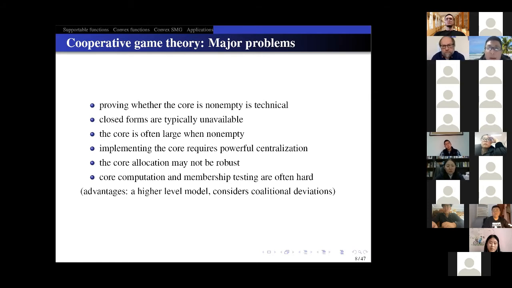Another problem is that in the usual cooperative games, we assume that players are able to sign a binding contract. So there will be a very powerful third party, for example, the government, to ensure that this contract can be implemented. And sometimes this is not very realistic.